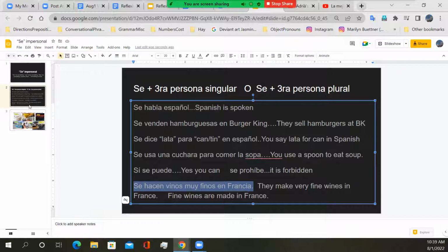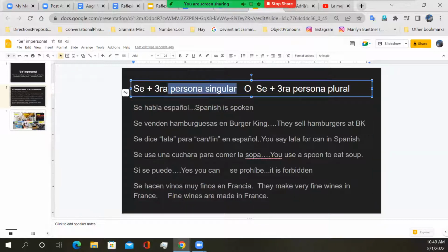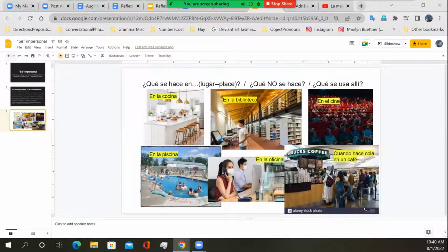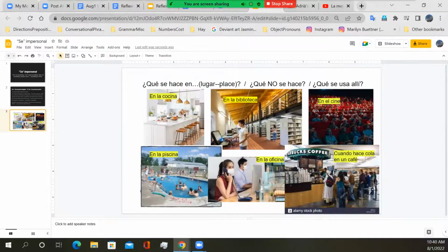And we can also use this kind of structure with a verb. Any kind of verb. Here's what you're going to do in your small groups to see if you can come up with some ideas. ¿Qué se hace en? What do you do in or at?